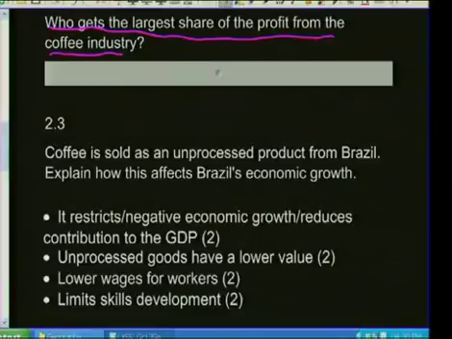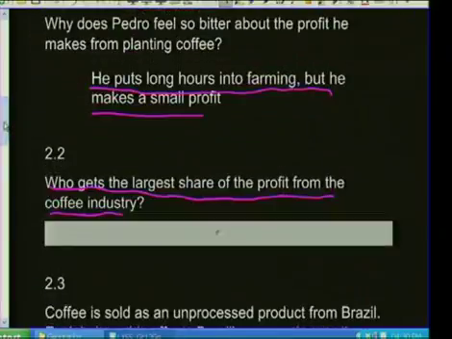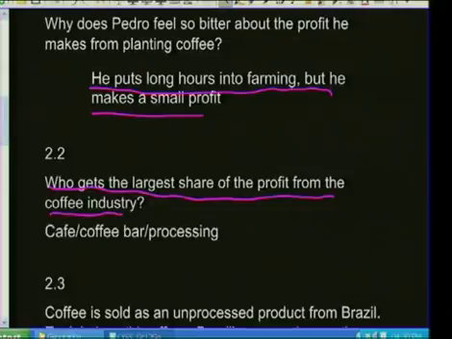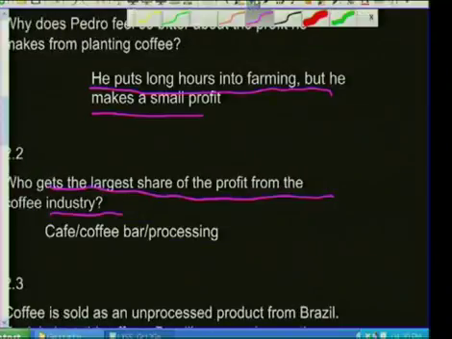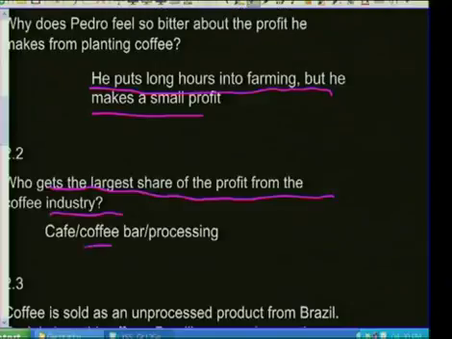If you look at it, sorry, I just want to go back here. All right, it's coffee, coffee bar, or cafe, coffee bar. All right. It was cafe or coffee bar or processing. Because processing, the graph being incorrect, we have to accept it. And that's a little lesson to you learners.